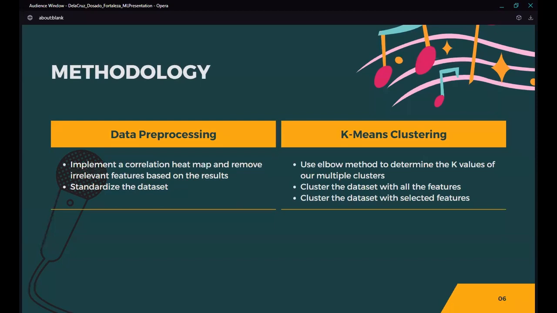So the methodology we have for this study is, first, we will do data pre-processing. First, obviously, we have to read our data. And then after reading, we will implement a correlation heat map and remove irrelevant features based on the results there. After that, we will standardize the data set, and we will move on to k-means clustering. K-means clustering is basically where we cluster our data into specific points. Here we will be using the elbow method to determine the k values of our multiple clusters, which are the cluster of the data set with all the features, and the cluster of the data set with selected features.